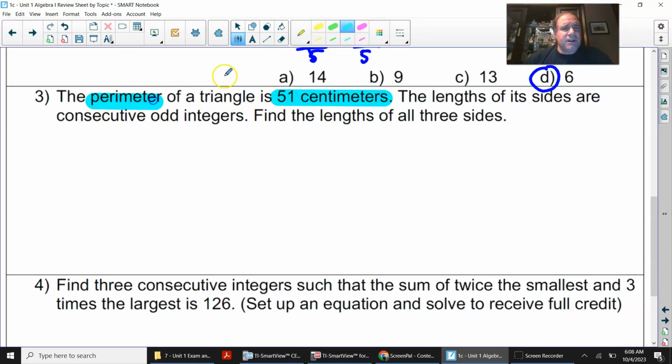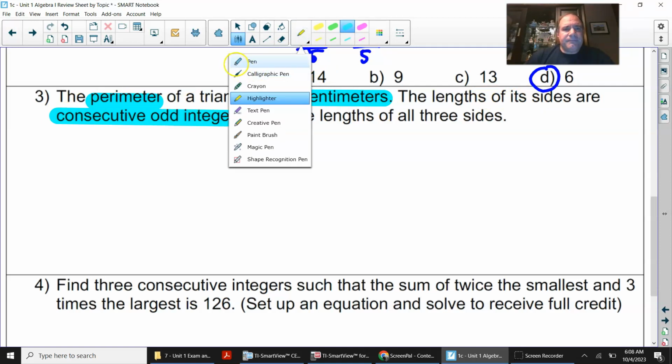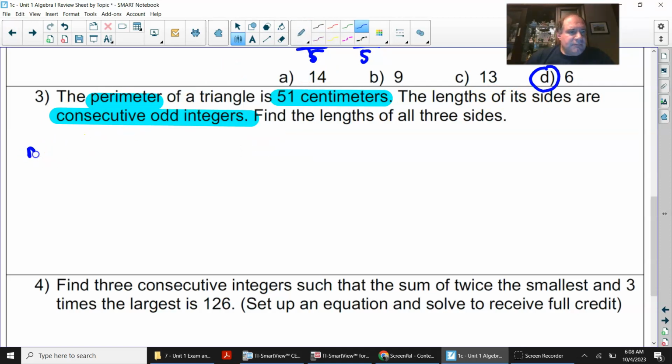It's the perimeter of a triangle. Triangles have three sides. The lengths of the sides are consecutive odd integers. So right there, n equals the first. n plus 2 is the second odd. And n plus 4 is the third odd.